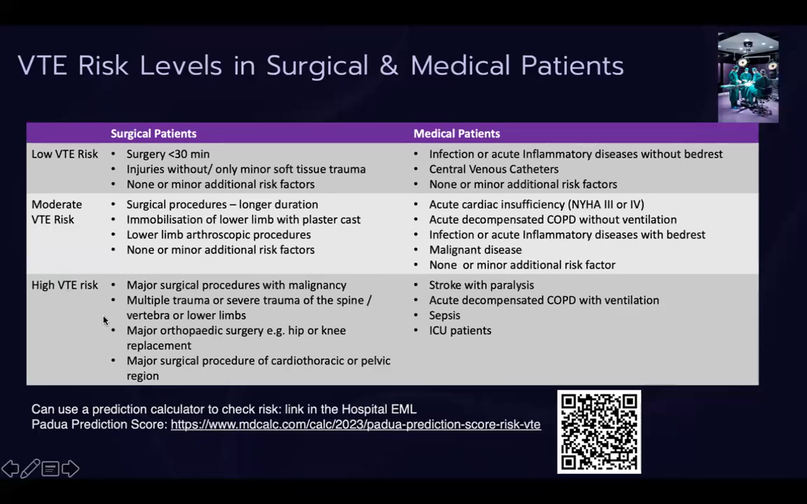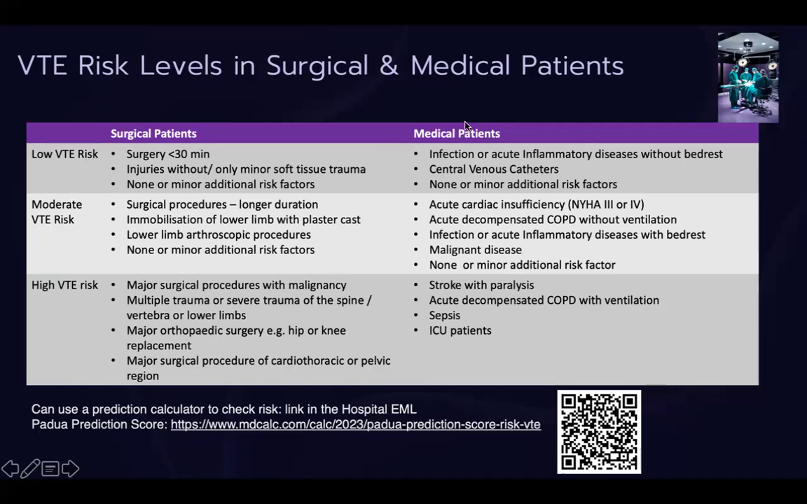Our high VTE risk patients are patients who've had major surgical procedures with malignancy, any patient with polytrauma or severe trauma of, for example, the spine, the vertebra, or the lower limbs. Patients who've had major orthopedic surgery, so hip or knee replacements, or patients with major surgical procedures of the cardiothoracic or pelvic region. So those are your low, moderate, high risk for surgical patients.